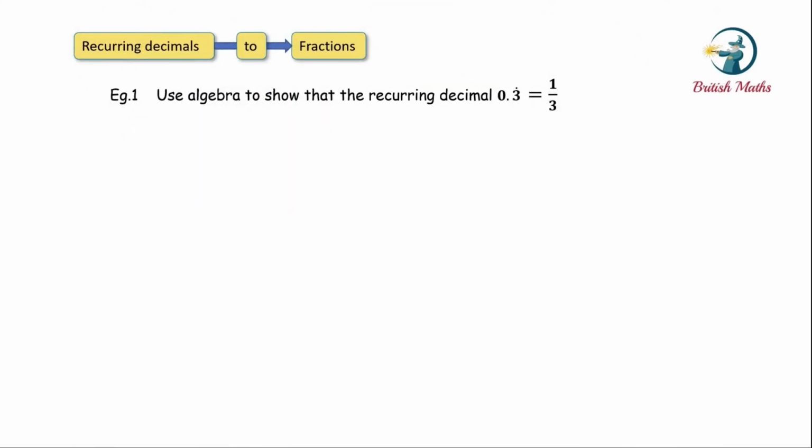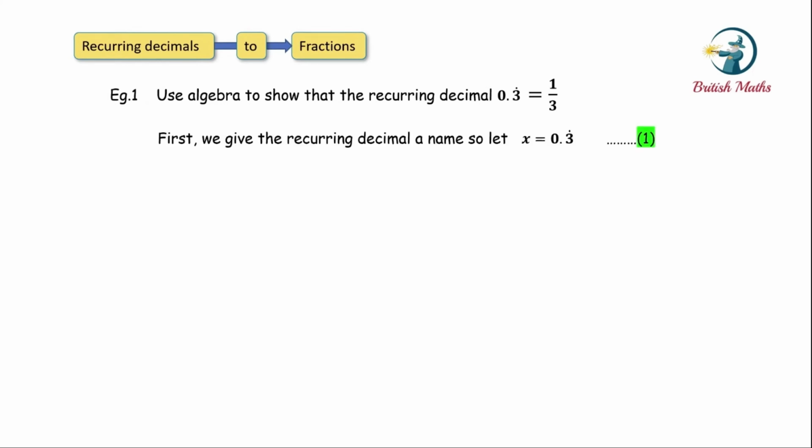Now our first example. It says use algebra to show that the recurring decimal 0.3 is equal to 1 over 3. So the question asks us to change a recurring decimal into a fraction form. Here he told us the fraction we are supposed to find, the 1 over 3. Sometimes he will not tell us what that is, and we will learn how to find it. So let's start.